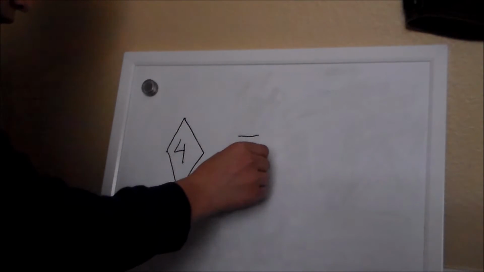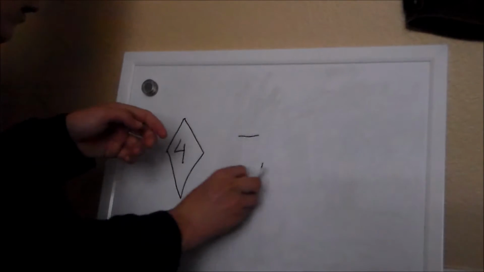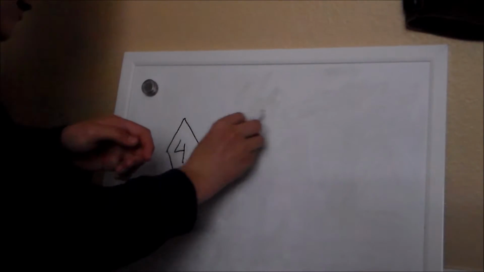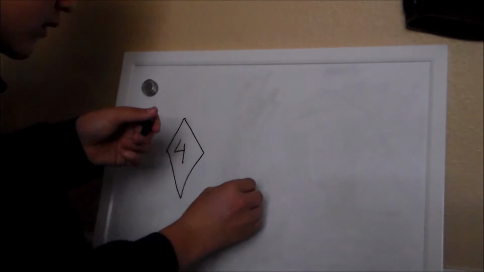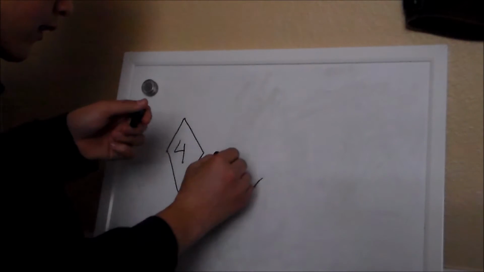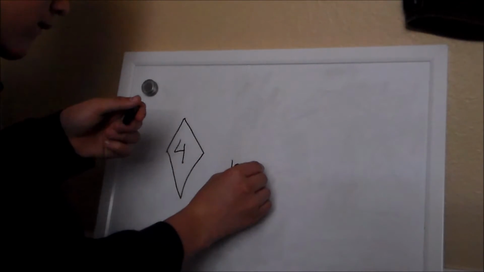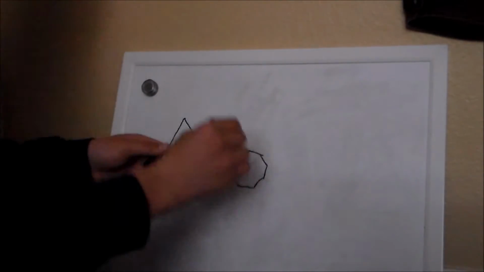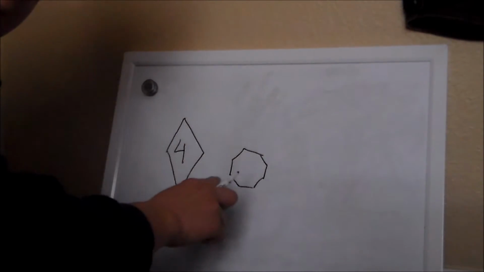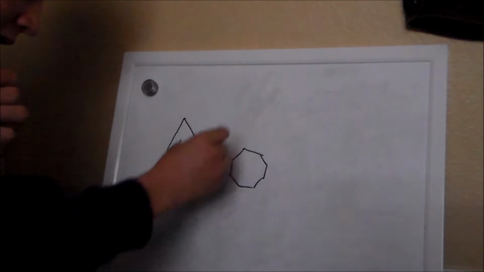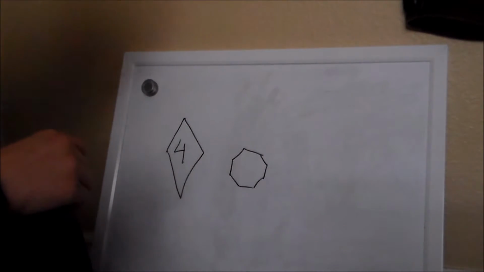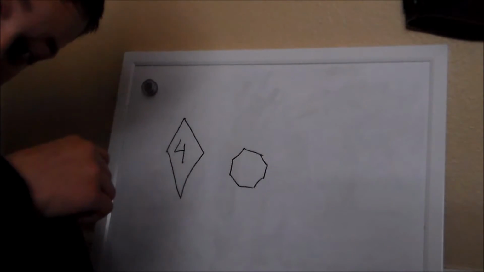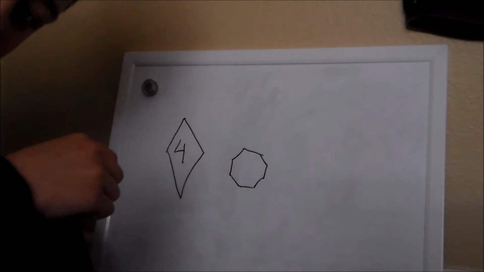Now, then there is the octagon, which is 3, 4. No, wait, hold on, excuse me. Like I said, I'm not very good at drawing an octagon. So we get the 1, 2, 3, 4, 5, 6, 7, 8. That's an octagon. It has 8 sides. Now, you know where else you've seen an octagon? That's right, a stop sign.